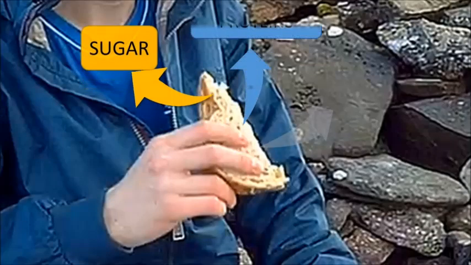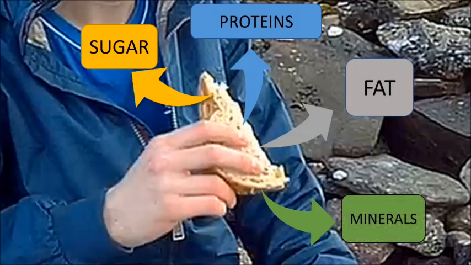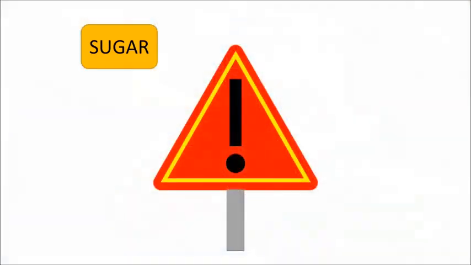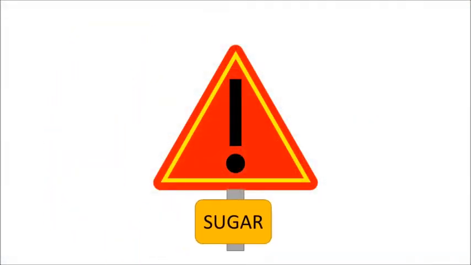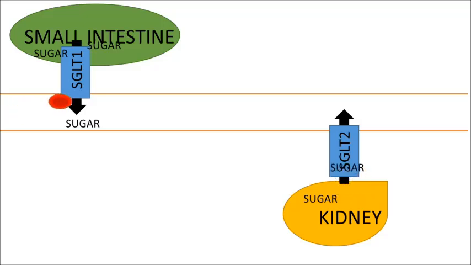Fats, sugars, proteins, minerals. This yummy sandwich contains all this and more to be absorbed through our intestines into the blood. For type 2 diabetes sufferers though, high blood glucose levels can be dangerous. Glucose transport into the blood is facilitated by the SGLT family of transporters. SGLT1 is responsible for primary absorption from the small intestine to the blood, while SGLT2 allows for glucose reabsorption after the blood is filtered in the kidney.